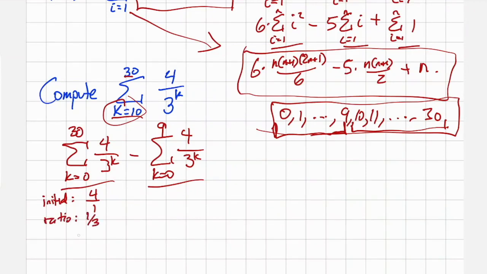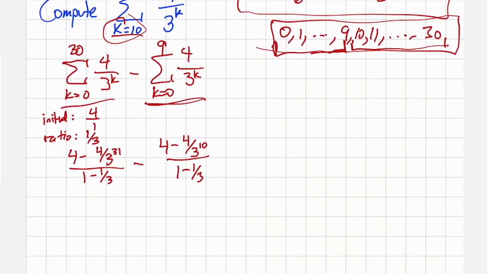And so the formula gives us 4 minus the next term, which is the 31st term, 4 over 3 to the 31, over 1 minus 1/3. And this sum is similar. The initial term is the same, the ratio is the same, and so we get 4 minus 4 over 3 to the next term, 3 to the 10th, over 1 minus 1/3, and we subtract those two values.